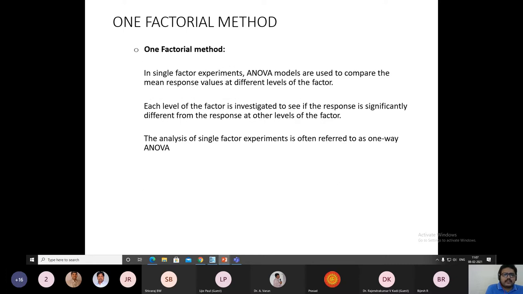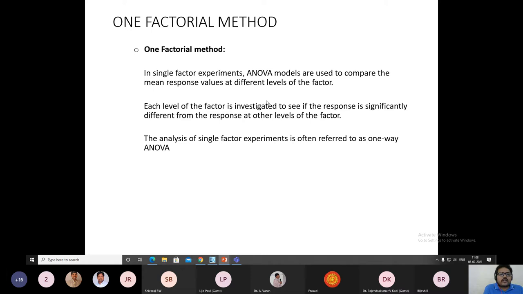In single factor experiments, ANOVA models are used to compare the mean response values at different levels of the factor. Each level of the factor is investigated to see if the response is significantly different from the response at other levels of the factor, right? So when you have only one factor, you can go for a one factor method, you can do the ANOVA model for this one factor, and compare the mean response values at different levels of the factor, right? Each level is investigated to see if the response is significantly different from the other levels, right?